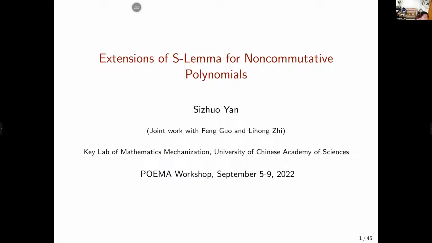And this talk is about our recent work. We consider extending the S-Lemma from the commutative case to the non-commutative case.